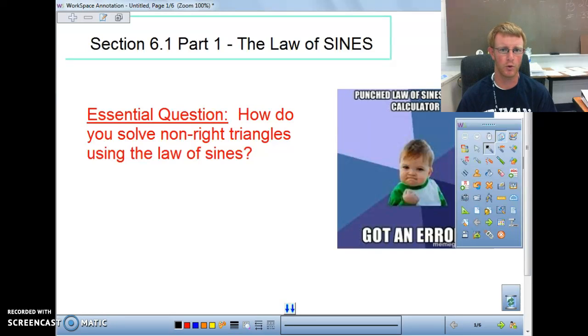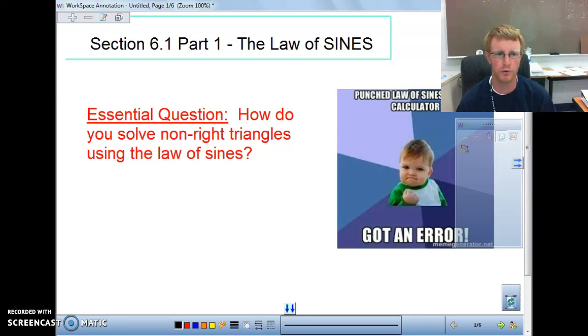This is 6.1 part 1, the law of sines. We're going to combine this with chapter 4. That's where it fits in. So what is the law of sines?